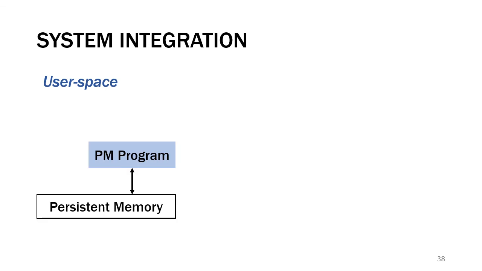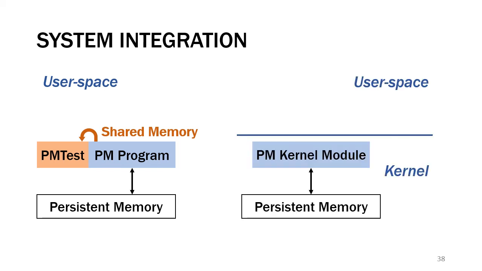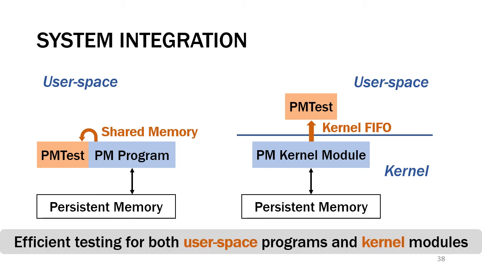And finally, I'll talk about the system integration. For user-space programs, we let PMTest run together with the program in the same process, so we can use a shared memory to pass the traces. However, such a mechanism does not work for kernel modules, so alternatively, we use a kernel FIFO to pass the trace to the user space PMTest. And our implementation can efficiently test both user space programs and kernel modules.